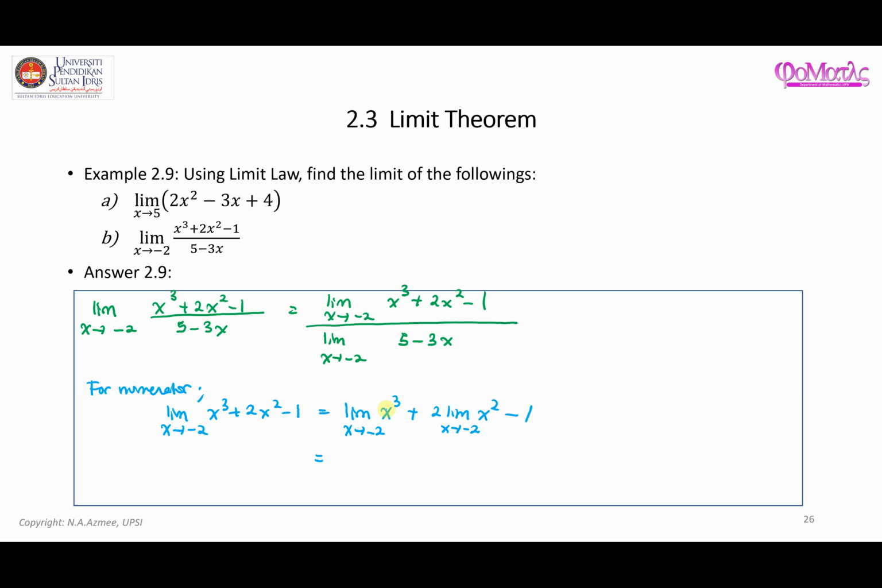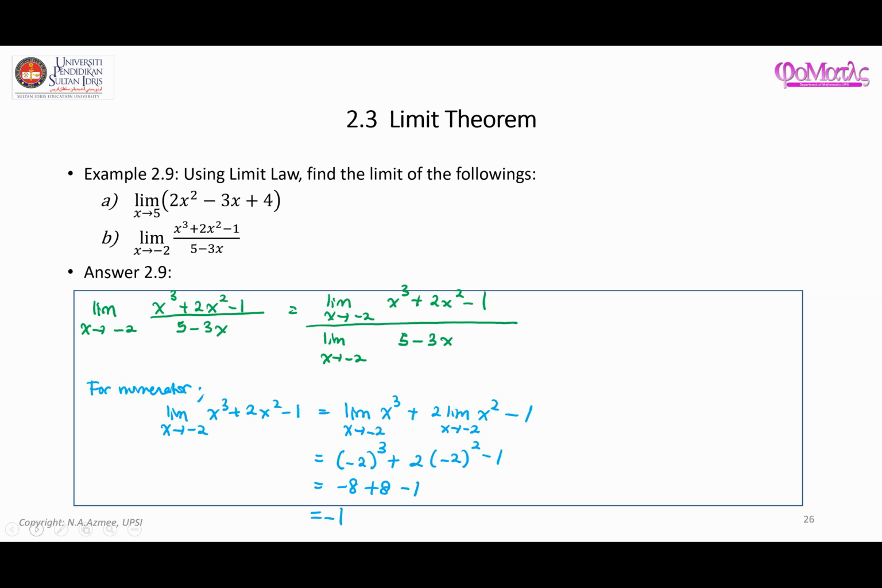So next I can just substitute -2 inside here, so that will be -2 to the power of 3 plus 2. Again substitute -2 inside here, -2 squared minus 1, and this is equal to -8. This one, when you square it, you will get a positive value, so this is going to be equal to 4. 4 times 2 is going to be equal to 8 minus 1. So the answer for numerator is going to be -1.